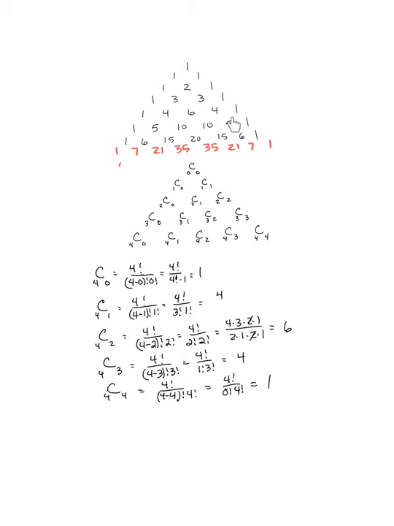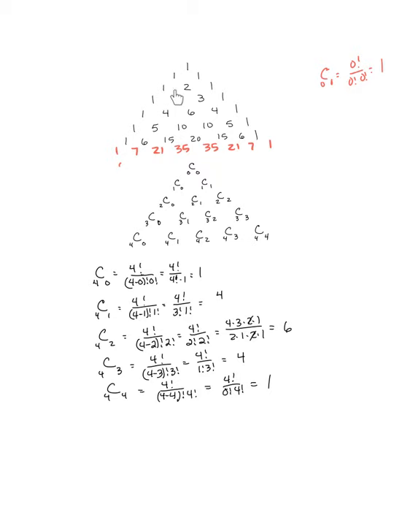Now, here's the amazing part. This number up here, 1, is the combination of 0 things taken 0 at a time. If you actually figured out the combination of 0 things taken 0 at a time, by the definition, it would be 0 factorial over 0 minus 0 factorial times 0 factorial. So basically, we know 0 factorial is 1, so that's 1.